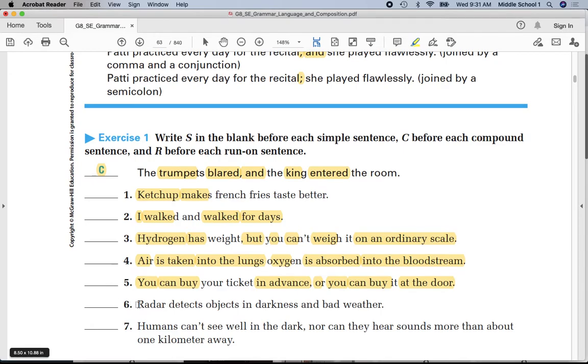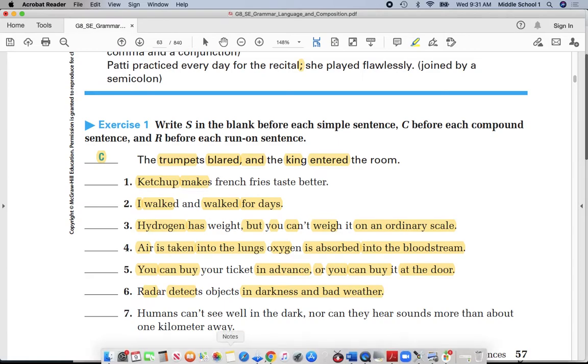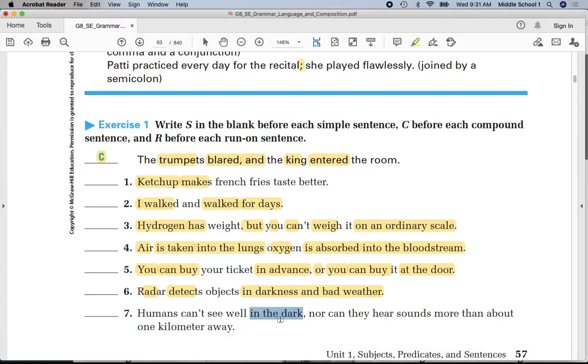Number 6, prepositional phrase, in darkness and bad weather. Look what's left. Radar once, detects twice. S, simple. Number 7, in the dark. Then about 1 kilometer away. Prepositional phrase.